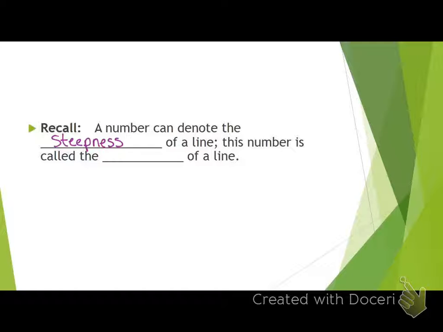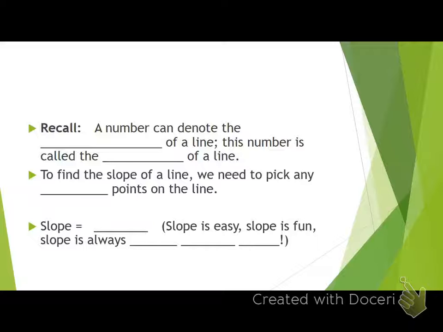This number is called the slope of a line. Steepness is also called the slope. Some of these blanks you might be able to fill in on your own. To find the slope of a line, we need to pick how many points? Two. You need 2 points to find the slope of a line.